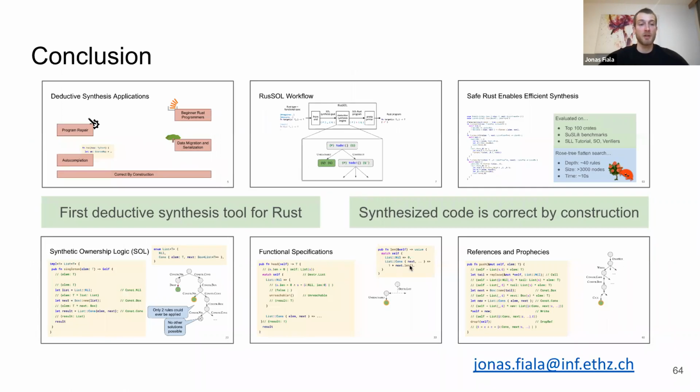And so I just have a summary slide of everything that we've seen so far. And yeah, I just wanted to highlight that this is the first tool for Rust for deductive synthesis. Of course, there are some other tools which aren't doing this approach of doing the proof search, but this is the first one that's doing deductive synthesis. And the key idea there is that you get code that will be correct the first time around. And yeah, thank you for listening. And now if anyone has any questions.